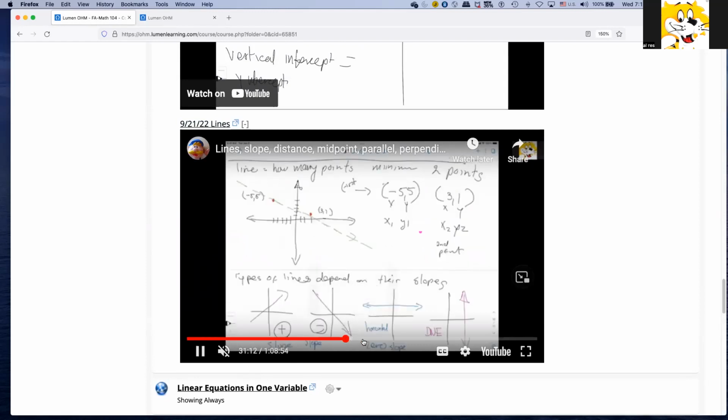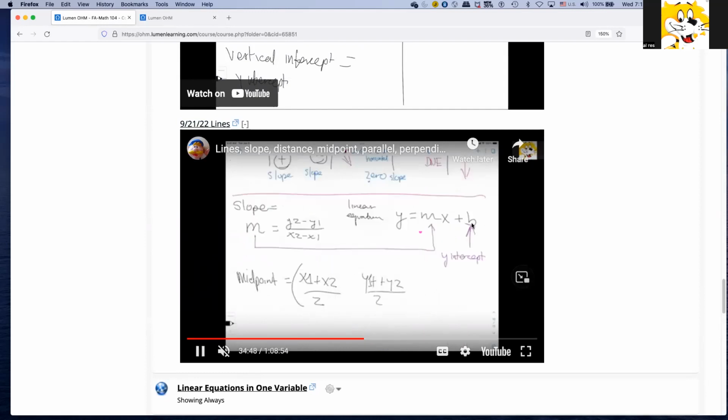What's the difference between the x-axis and the y-axis? What is the slope of a horizontal line? I even write it there, 0 slope. What's the slope of a vertical line? Undefined. How to find slope? y2 minus y1 over x2 minus x1.